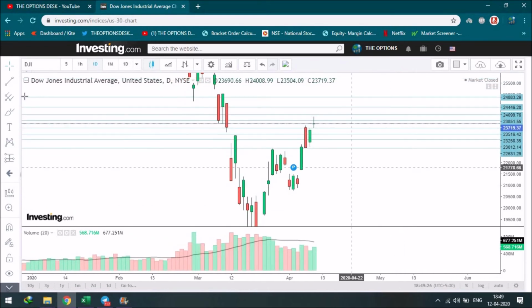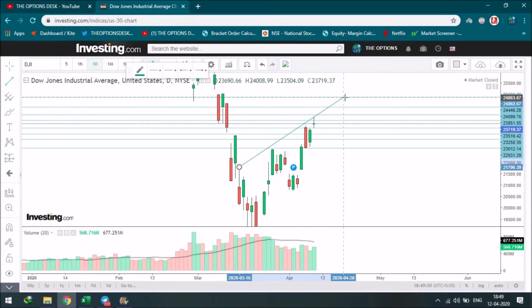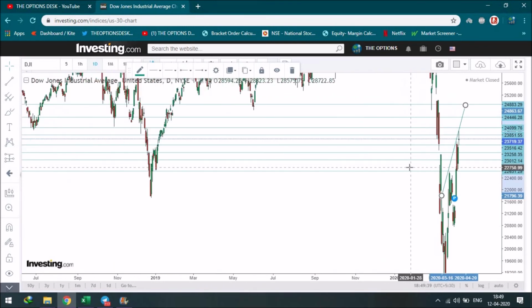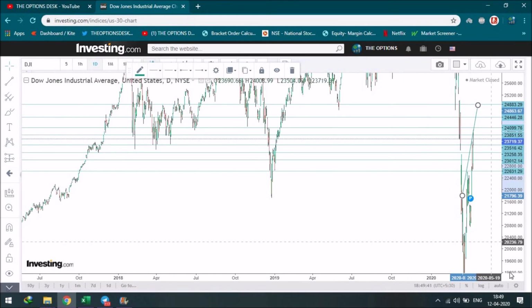So let's see, I'm seeing a trend line from here till here. Yeah, we can assume it. So I definitely think it can go till the level of here. Let's do some further analysis. Let's remove this volume for some time. Okay, set it as auto.